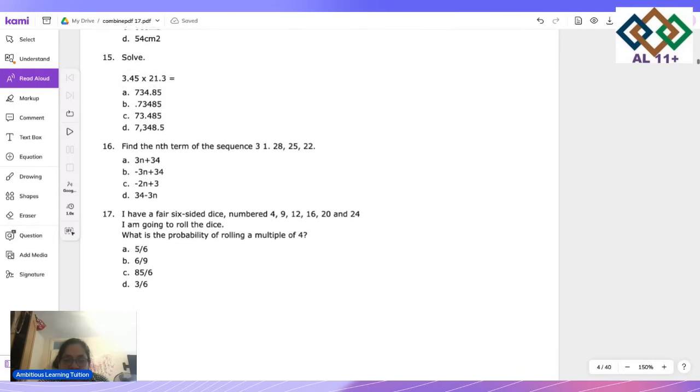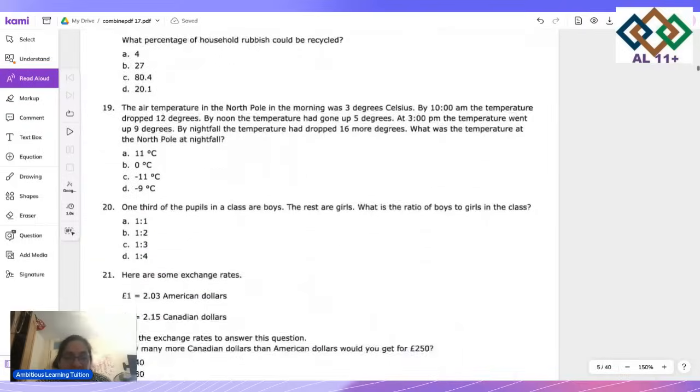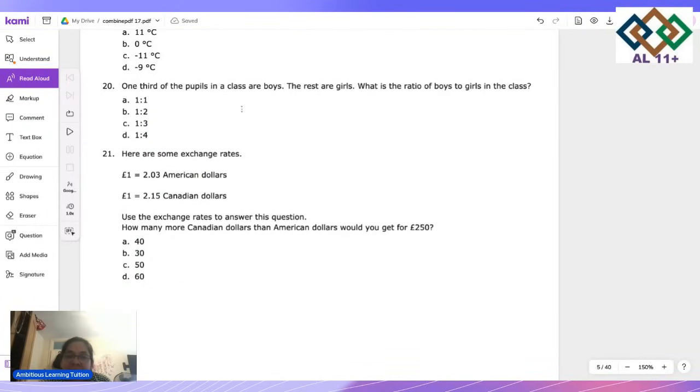And after the temperature, you again have something for probability, sorry, ratio. One third of the pupils in the class are boys, the rest are girls. What's the ratio of boys to girls in the class? So you have to find that. And this is also very common, about exchange. You will be given an exchange rate for a particular place, maybe from dollars to Canadian, or from pounds to dollars, and you have to work out the conversion. So questions like this one.